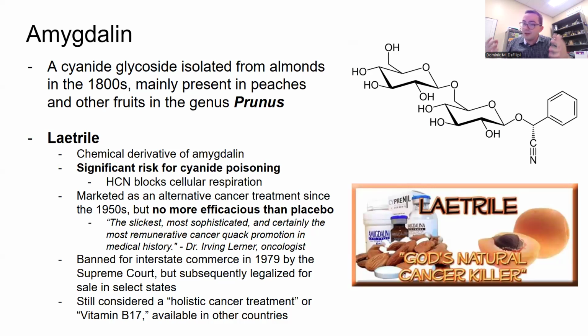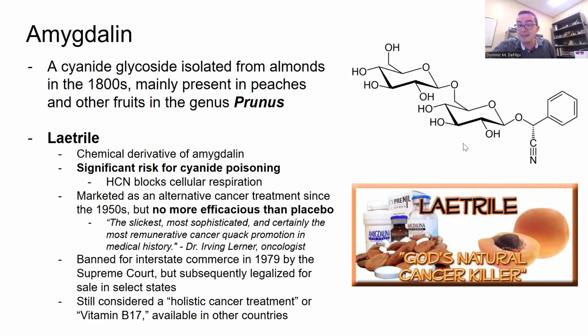One of the reasons why you might say, well, outside of a spy thriller or something, when would we encounter cyanide poisoning? There have been some cases, especially related to this specific dietary supplement or herbal remedy as it's marketed, and that is amygdalin. Amygdalin is a cyanide glycoside isolated from almonds in the 1800s, but it's mainly present in peaches and other fruits in the genus Prunus. And it is responsible for laetrile, which is a chemical derivative of amygdalin. Laetrile is often sold by some shady supplement companies. You can see here, God's natural cancer killer.